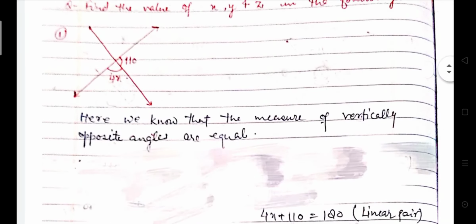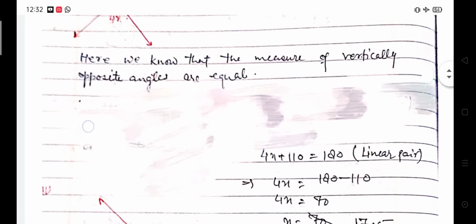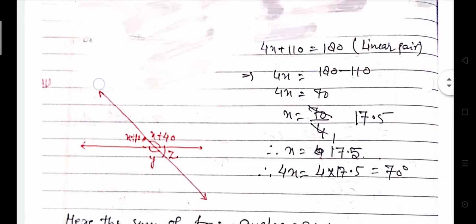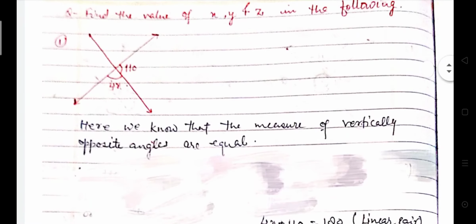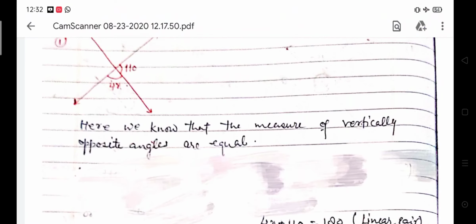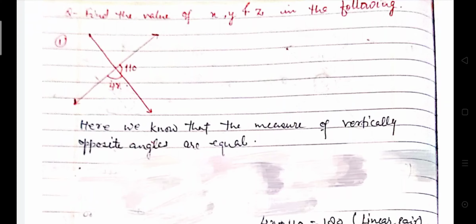So the value of x is equal to 17.5 degrees. As given in the question, we have to find the value of 4x, so it will be multiplied by 4. So we write 4 multiplied by 17.5, which gives 70 degrees, which is the required value of the given unknown quantity in the figure, this one. I hope the solution is clear to everyone.